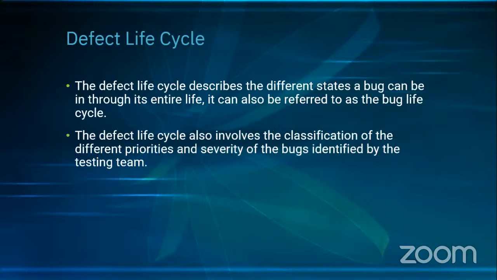So when we are talking about the defect life cycle, it also involves the clarification of different priority and severity. Take these two words, priority and severity. I've mentioned all these words, they work hand in hand. They are twins. Verification, validation, actual and expected. You are talking about priority and severity. All these are twins. They work hand in hand.